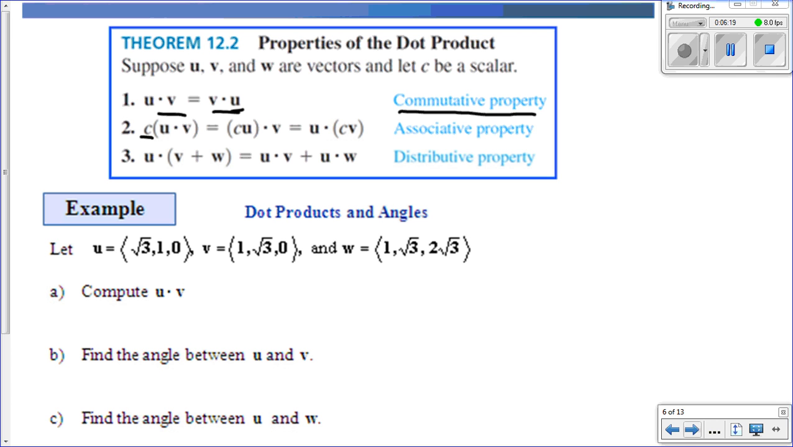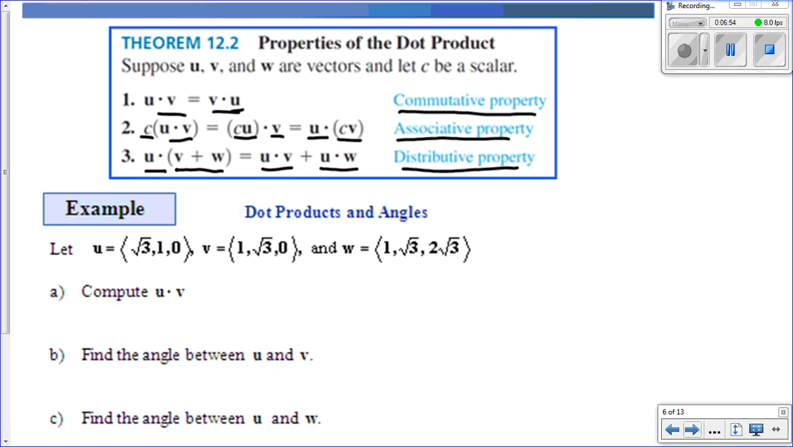Also, if you have a scalar c times a dot product, that's the same as if you took that scalar times the vector u and then took the dot product with v, or if you took the scalar times v and then the dot product with u. And that's called an associative property for the dot product. If you have a dot product of a vector u with a sum of two vectors, that will also be equivalent to u dot v plus u dot w, which is a form of a distributive property for the dot product.